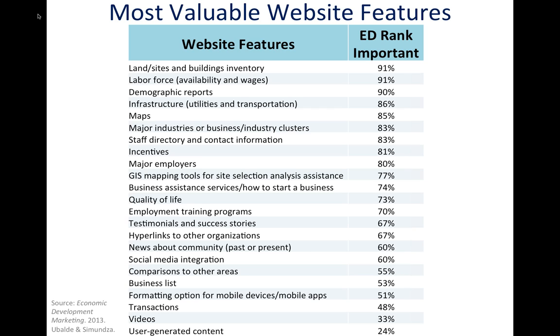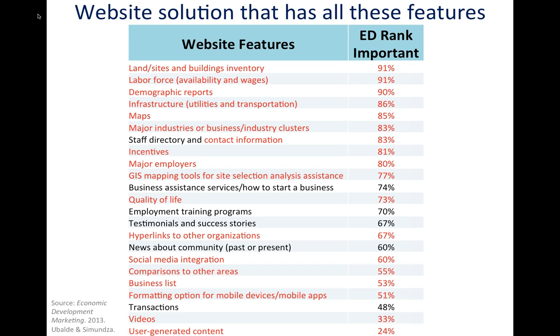So if the websites were working well, then it begs the question: what on websites is important for communities to show to facilitate investment in their area, so that businesses can make decisions about where it's best for them to locate? And these are what showed up in the survey as the most valuable website features. You can see at the top, land sites, buildings, inventory, followed by labor force, demographic reports, infrastructure maps, and so on. What we're going to show you today is actually technology that has all of the features shown in red. So it covers many of the most important website features for chambers and economic development organizations.